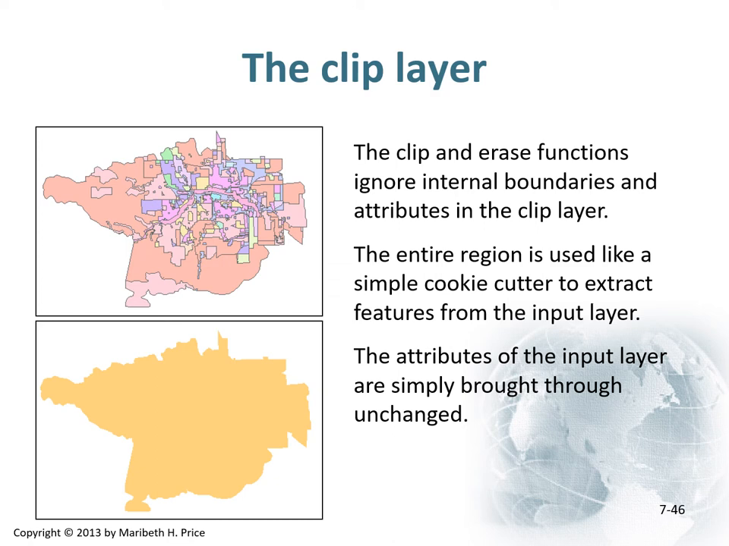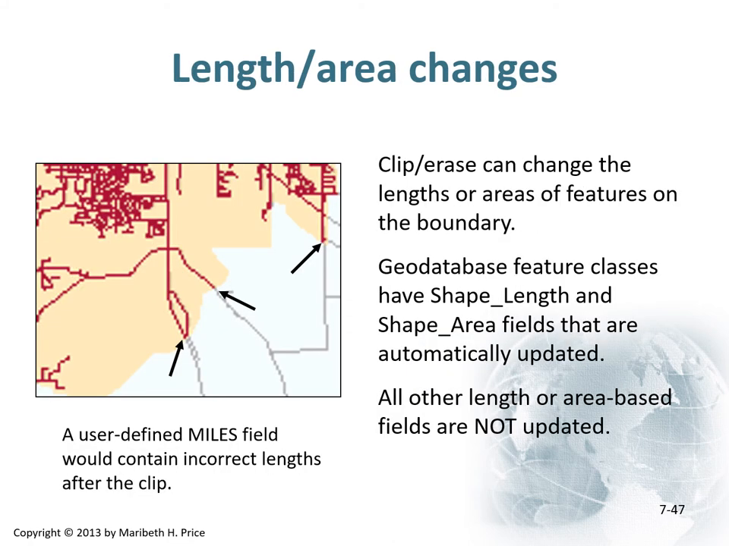Here we have a clip and erase going through the same thing we just talked about. We can see how these roads get shortened. Turns out, if and only if you have a feature class in a geodatabase, if and only if the length and area measurements, these geometric fields, are called Shape_Length and Shape_Area, they would be updated automatically. If those length and area fields had any other name, they would not be. If this was a shapefile, they would not be. If this feature was not in a geodatabase, it would not be updated even if it had those names.